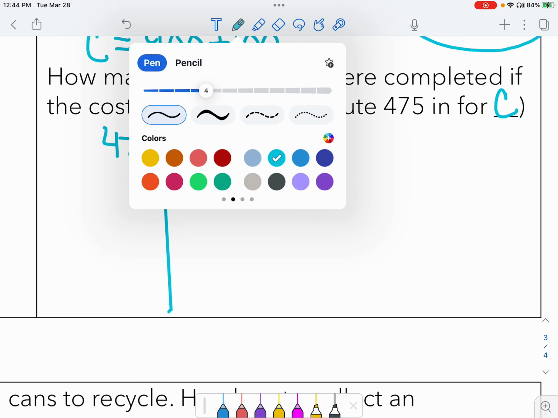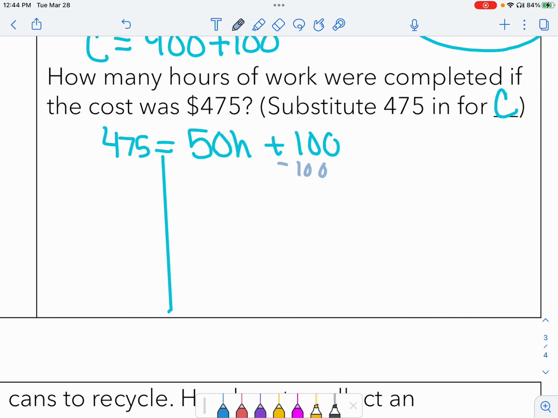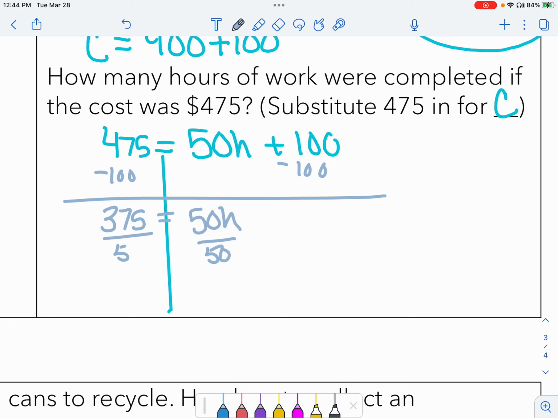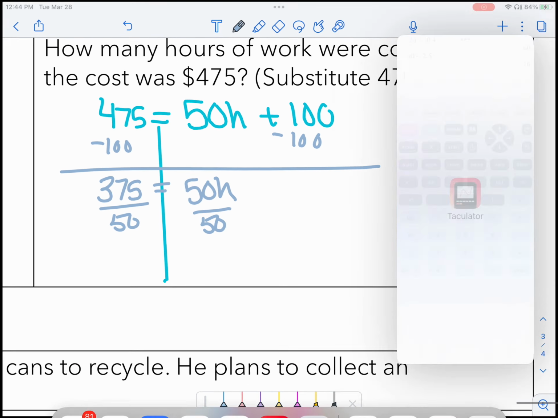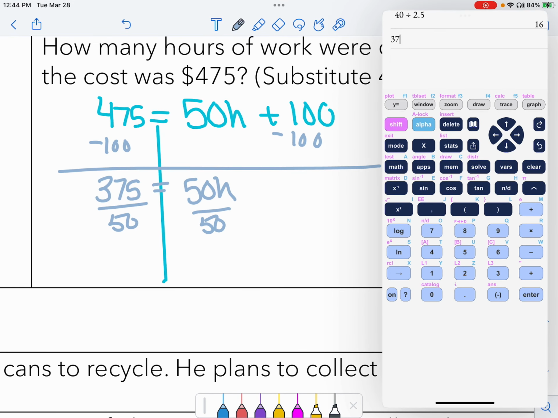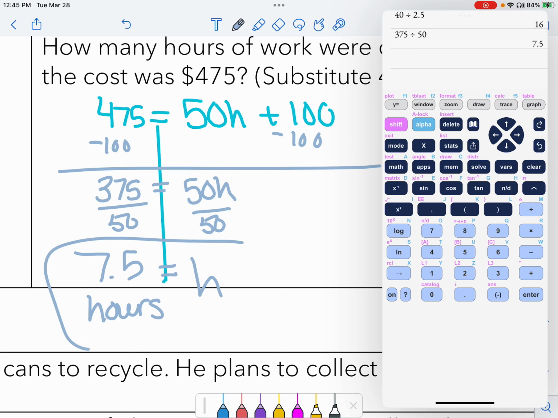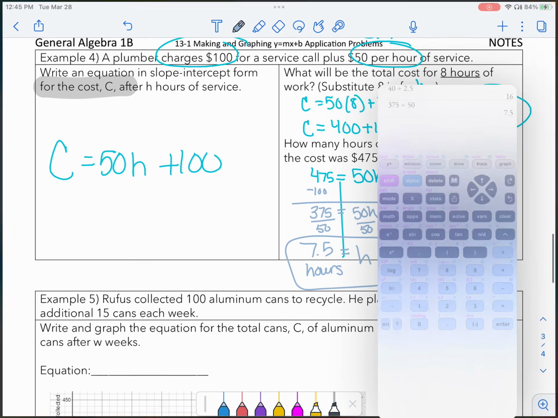So minus 100 from both sides using our good algebra skills. That's 375 equals 50H. Divide each side by 50. And yeah, we're going to have a decimal, but that's okay. We'll deal with it. Let's pull this up. 375 divided by 50 means that they were there for 7.5 hours of work. And that's how you solve those ones. Make sure you know what you're plugging in for.